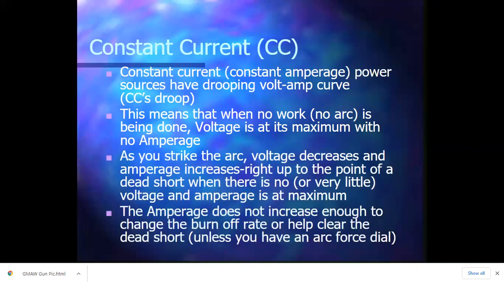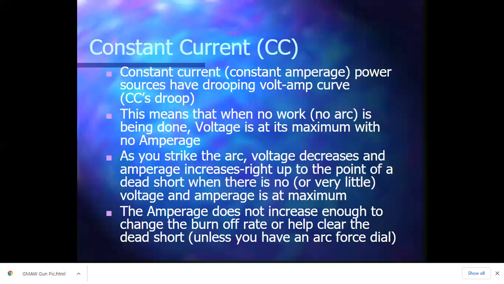The amperage does not increase enough to change the burn-off rate to help clear the dead short unless you have an arc force dial. So that would be basically sticking a rod to the plate. What happens is it's trying to crank all that amp through there and clear it, but it can't. That rod, with all the electricity running through it and steel not being a good conductor, gets a whole bunch of heat made in it to the point where that rod will start to glow. It'll glow red and then it'll eventually melt apart, breaking that dead short.